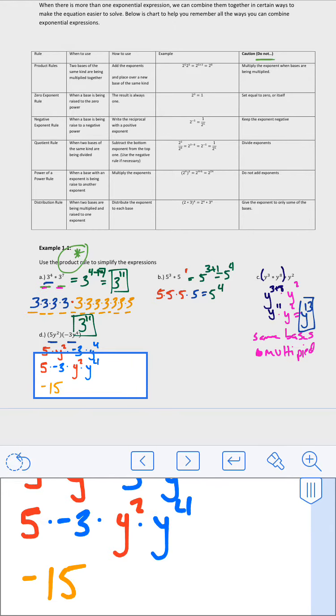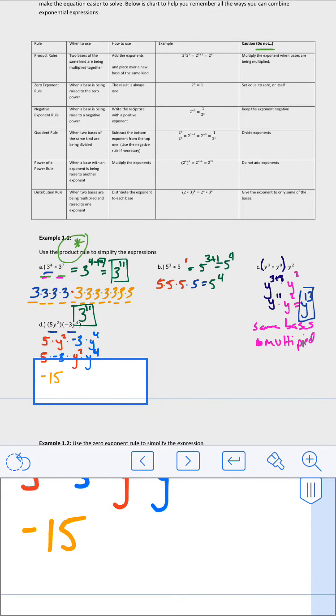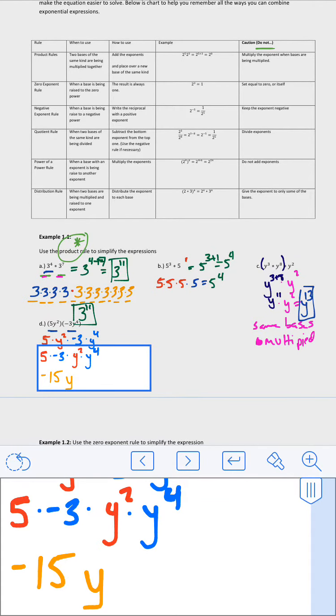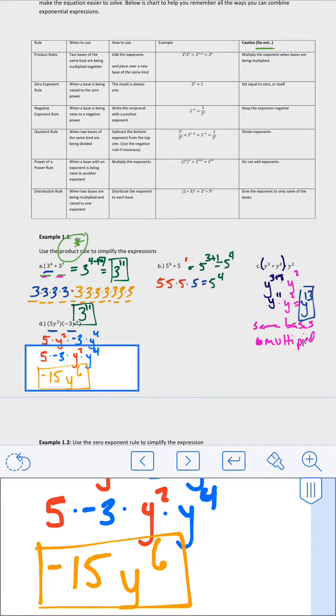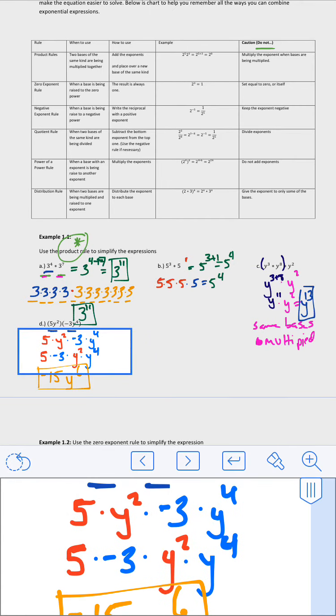But then since I have two of the same base for y, and I'm sorry, that's not a 21, it's a y to the 4th. Since I have the same base of y, I can add those exponents and get y to the 6th. And I have combined my two terms, multiplied them together. So you can use the product rule with numbers, you can use it with variables, and you can use it with terms. You can just rearrange it, and then all the same things apply.